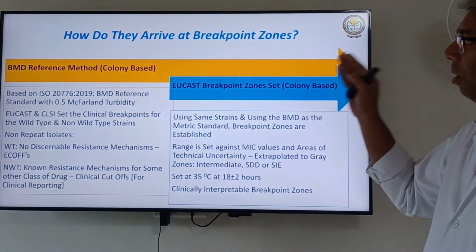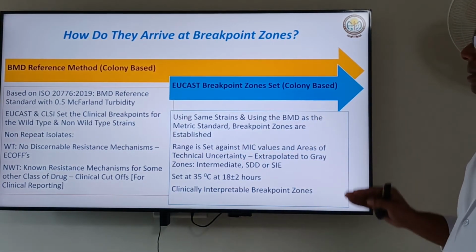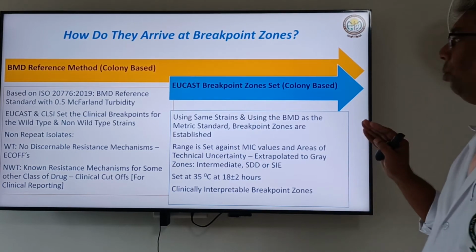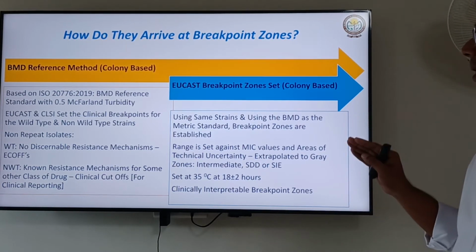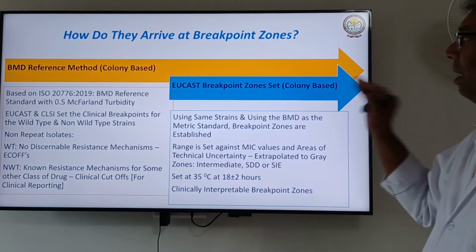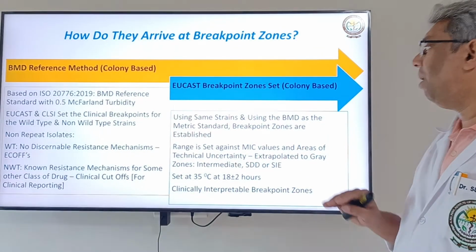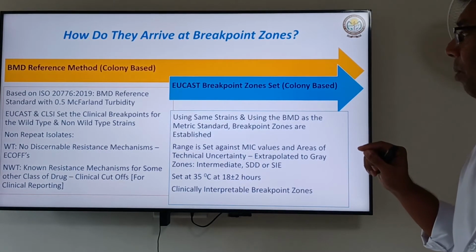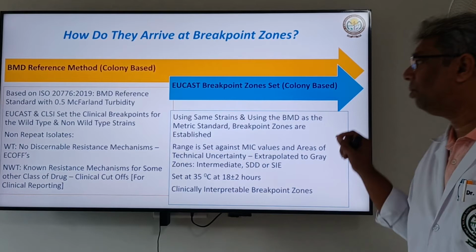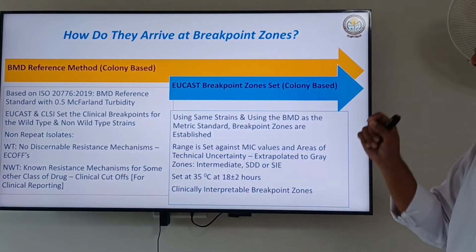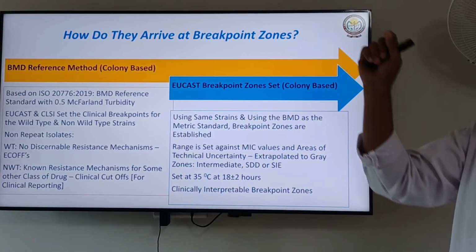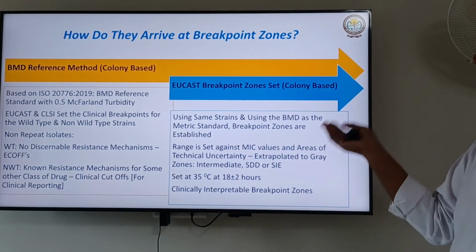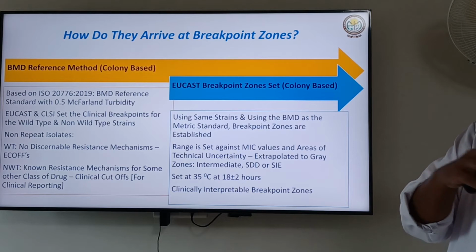Now we know that broth microdilution is the international reference method. That is based on the ISO 20776 2019. That's the reference standard which uses a 0.5 McFarland turbidity, right? Now EUCAST and CLSI set the clinical breakpoints for the wild type and the non-wild type strain. So first they see the wild type strain, whether I can test for cholesterol and Proteus or not. So they take wild type strains of Proteus and then they check for cholesterol and they find out that it is not responding at all.